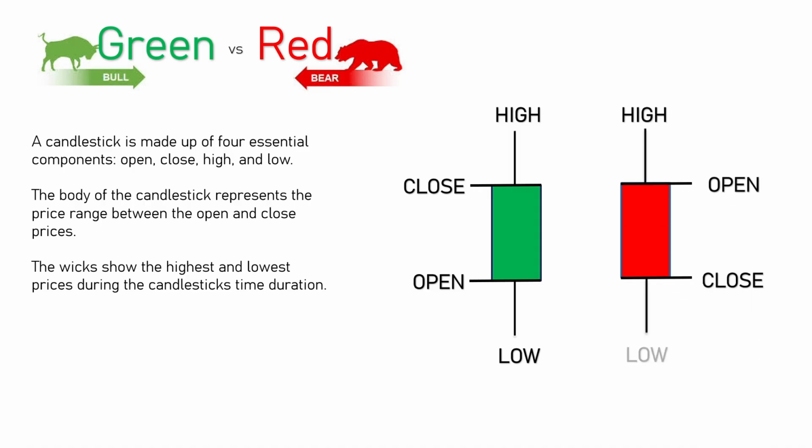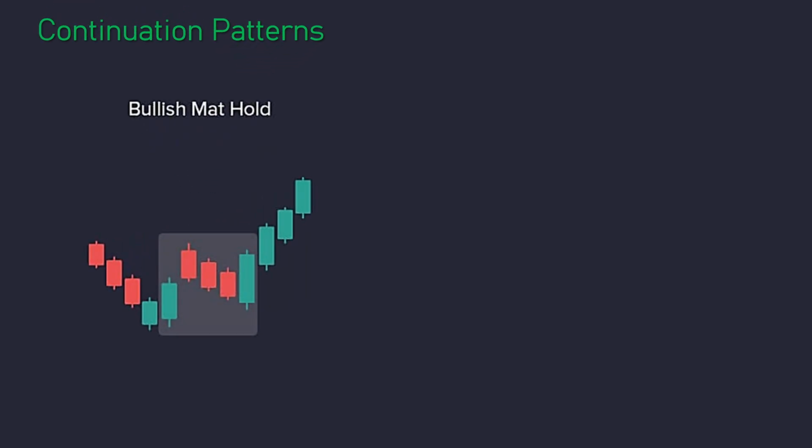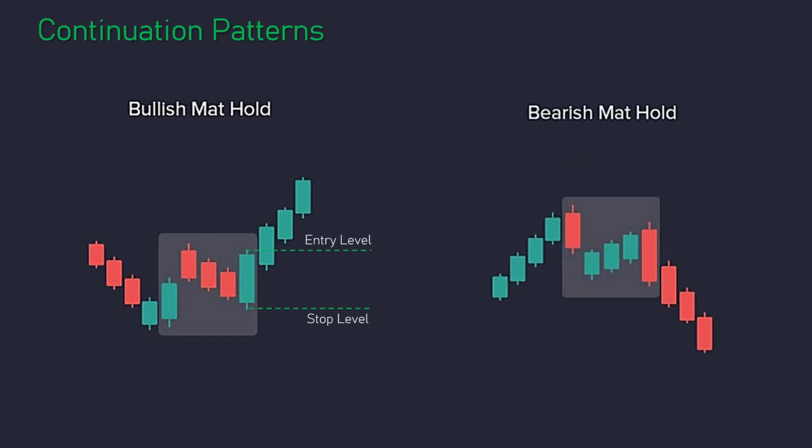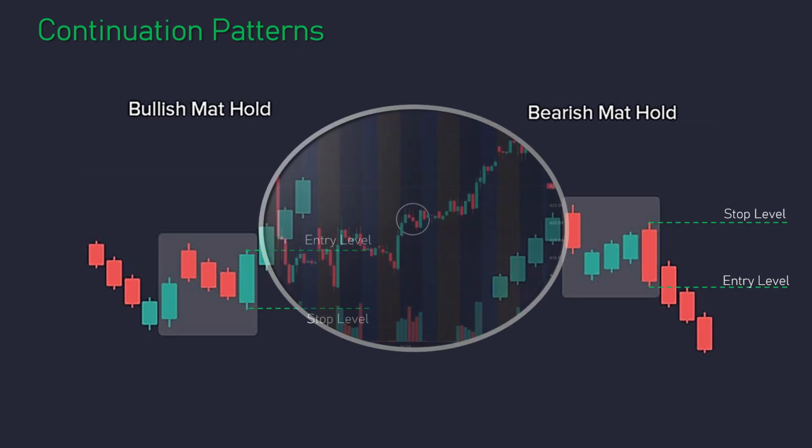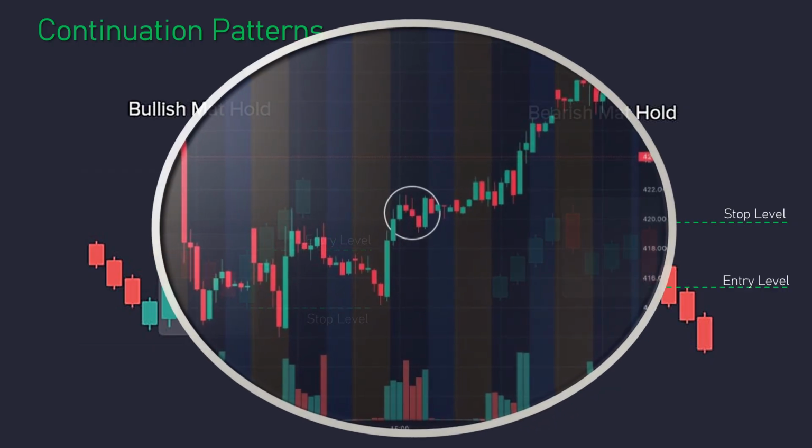Now that we understand the basics of candlesticks, let's explore continuation patterns, which help traders identify when a trend is likely to continue. The bullish mat hold pattern is a rare 5-candle formation that signals the continuation of an uptrend. It consists of a large bullish candle, followed by 3 smaller candles that form a brief, consolidated pullback without dropping below the first candle's low. It concludes with a 5th large bullish candle that breaks to a new high.